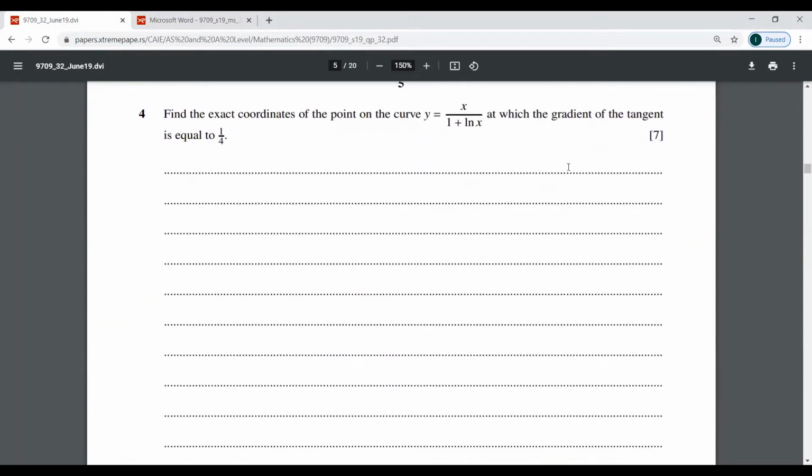Another straightforward question because there is no thinking process required over here. You can simply start solving it. It says find the exact coordinates of the point on the curve at which the gradient of the tangent is equal to 1 over 4. So a question on calculus, differentiation, please try this.